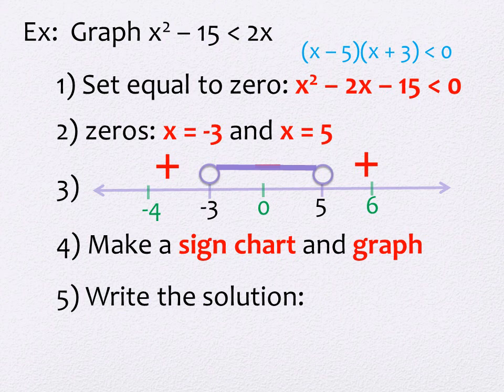Writing the solution is everything between negative 3 and 5. So writing it as an inequality, we could say x greater than negative 3 and x less than 5 to include all values between it. In interval notation, it'd look like this, parenthesis negative 3, comma 5, parenthesis.